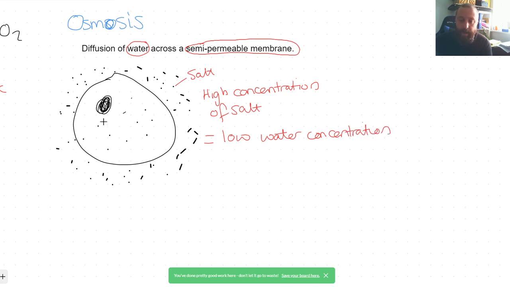Okay. Inside, we're going to have the opposite. So we're going to have a low concentration of salt, but we're going to have a high concentration of water. So in this case, what's going to happen is water is going to move out of the cell to dilute down the solution around the outside.